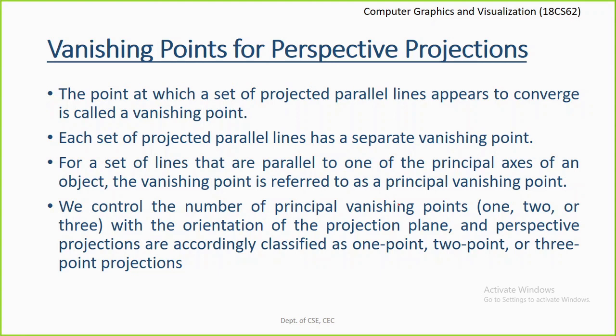Now, for a set of lines that are parallel to one of the principal axes of an object, the vanishing point is referred to as the principal vanishing point. So for a set of lines that are parallel to one of the given principal axes, maybe x-axis, y-axis, or z-axis of a given object, the vanishing point is referred to as the principal vanishing point. So we can control the number of vanishing points, either 1, 2, or more, with the orientation of the projection plane, and the perspective projections are accordingly classified as 1 point, 2 point, and 3 point projections.